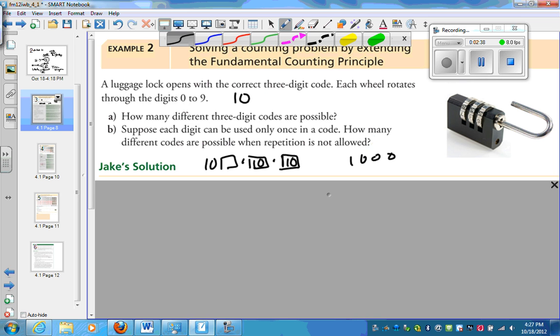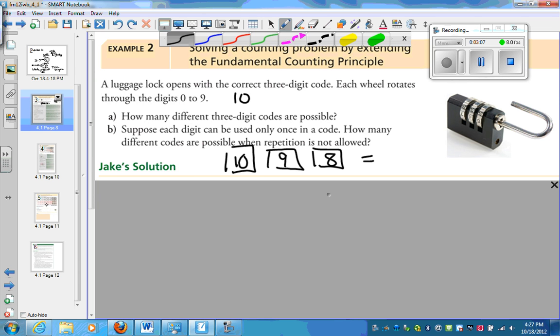Second part of the question says, suppose each digit can only be used once. So that means the number 999, 333, 777, even 717 is not allowed. So in that first dial, you have all 10 digits to choose from. In the second dial, you've already used 1, so you only have 9. And you've used up 2, so you only have 8. So it's going to be 10 times 9 times 8 different ways.